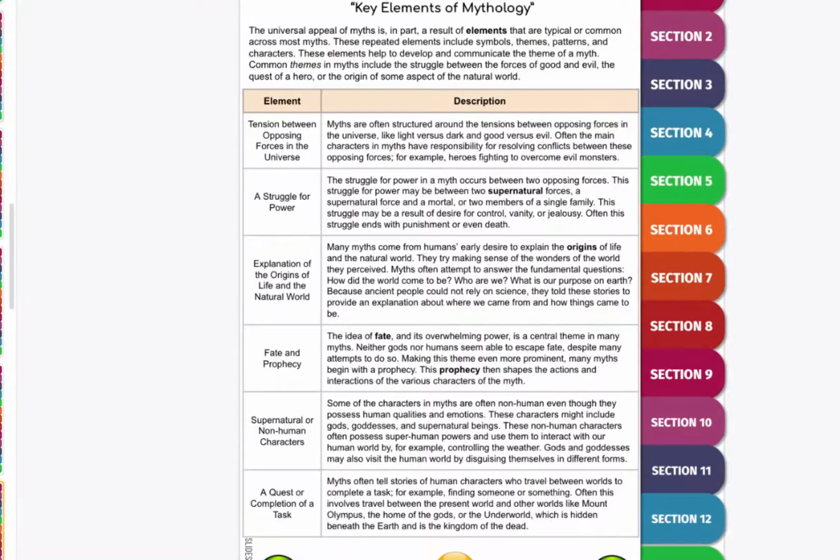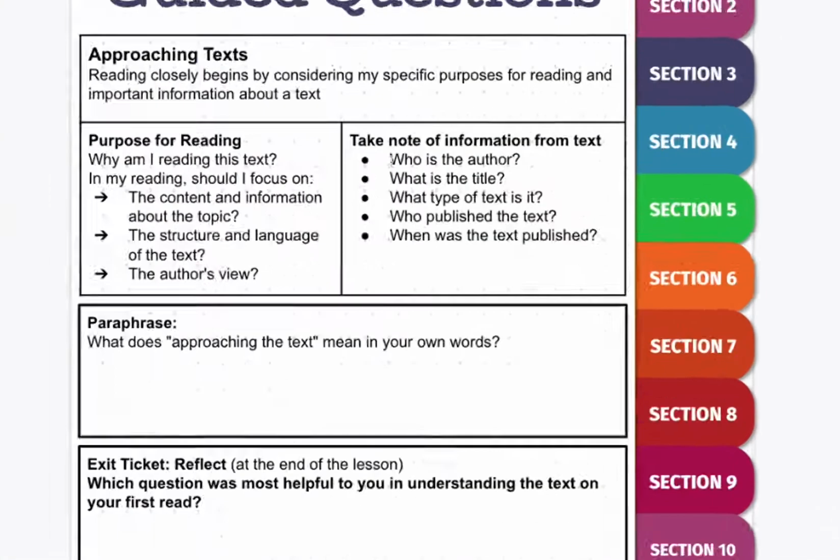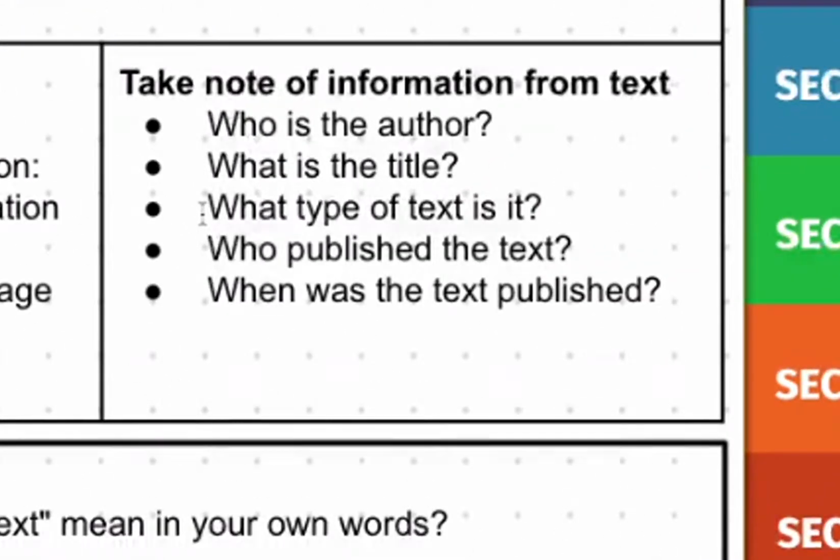And if we remember back into our section where we were doing guided questions about what good readers do before they read, when we look at approaching text, we're going to look over on this section today. Who is the author? What is the title? What type of text is it? Who published the text? And when was the text published? We're going to focus on this section right here.